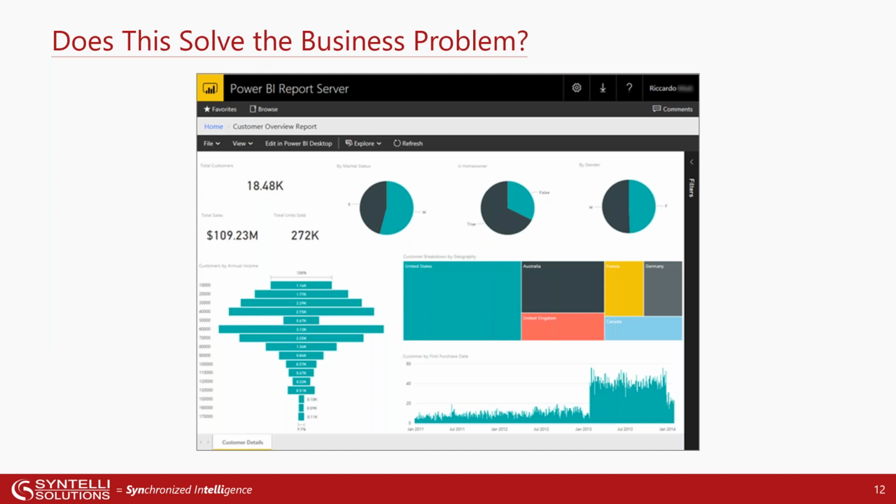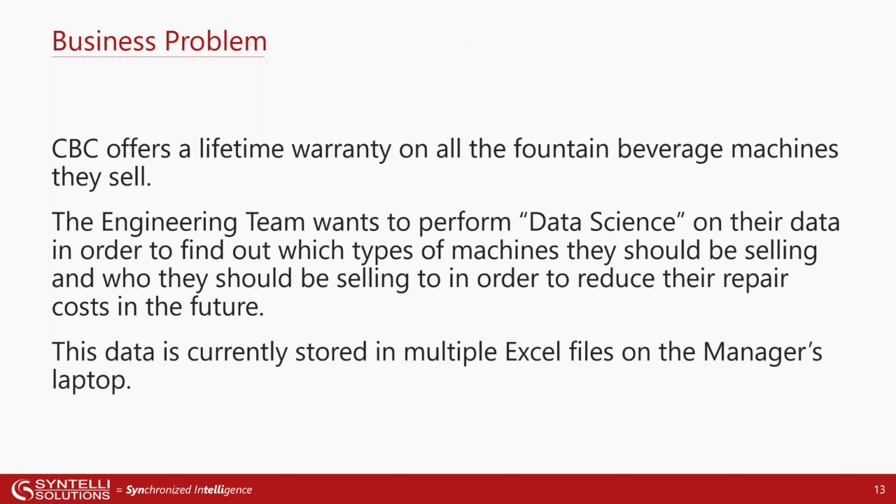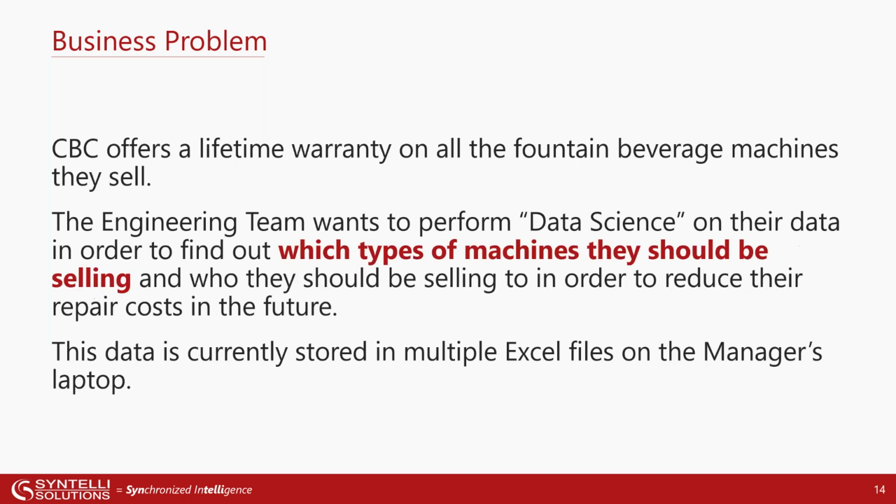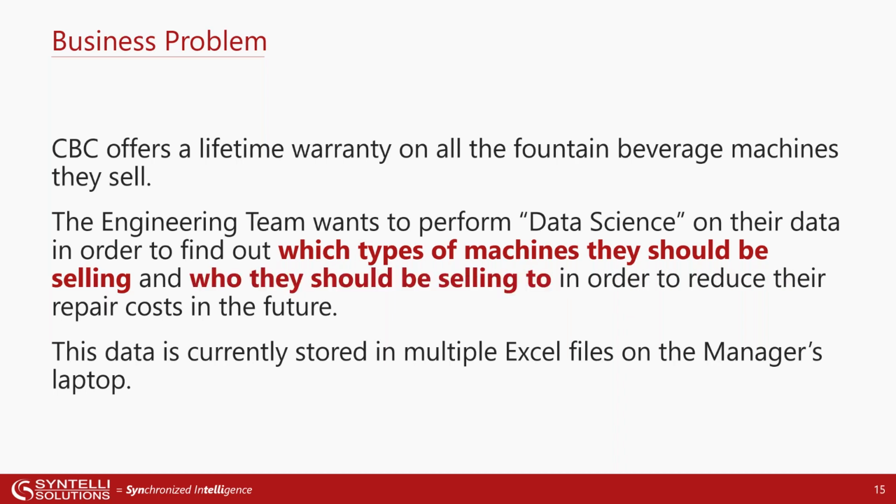In order to figure that out, let's take a look at the business problem again. Business problems are always half fluff, half context, things that don't actually affect our decision. So our goal as good consultants is to dig through that and get to really the key pieces that they need. The first key piece I see here is they want to be able to identify which types of machines they should be selling. Okay, fair question. Also, who they should be selling those machines to.